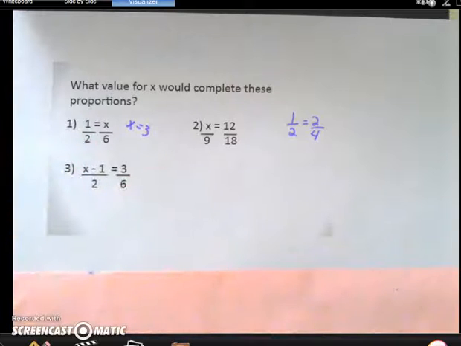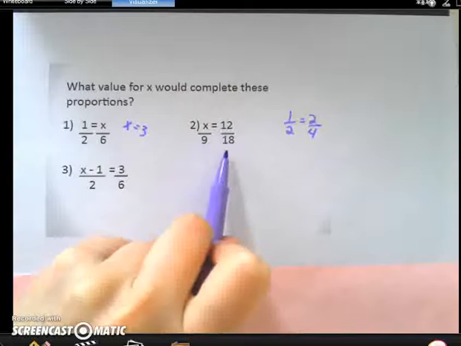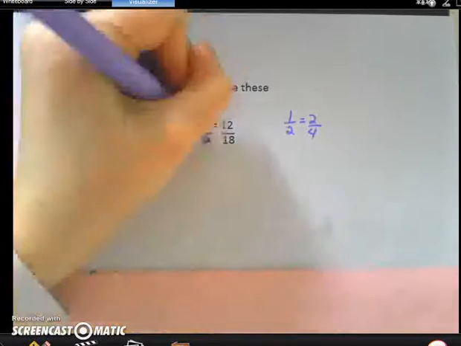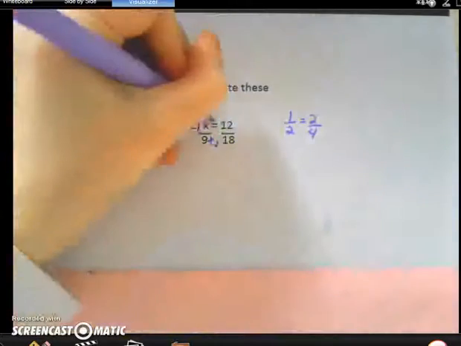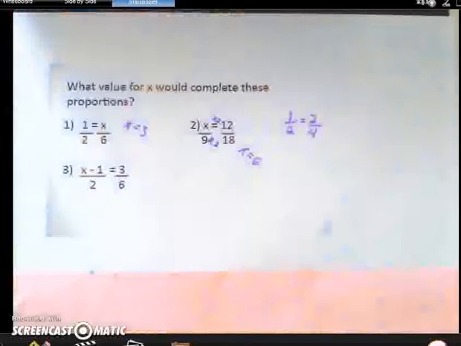Number 2 is pretty straightforward as well. You can see that 12 over 18, we want to be the same as x over 9, so I looked at it this way. 9 times 2 is 18, so whatever this is times 2 has to be 12. So in this case, x equals 6.